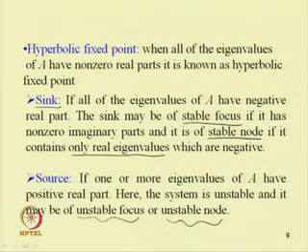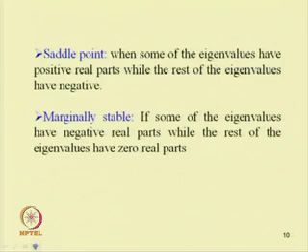So, we have a hyperbolic fixed point when all the eigenvalues of A have non-zero real parts. If some of the eigenvalues have 0 real part, then it is called a non-hyperbolic fixed point. In case of the hyperbolic fixed point, we have sink, source, saddle point, and based on these things, we can study the equilibrium system.